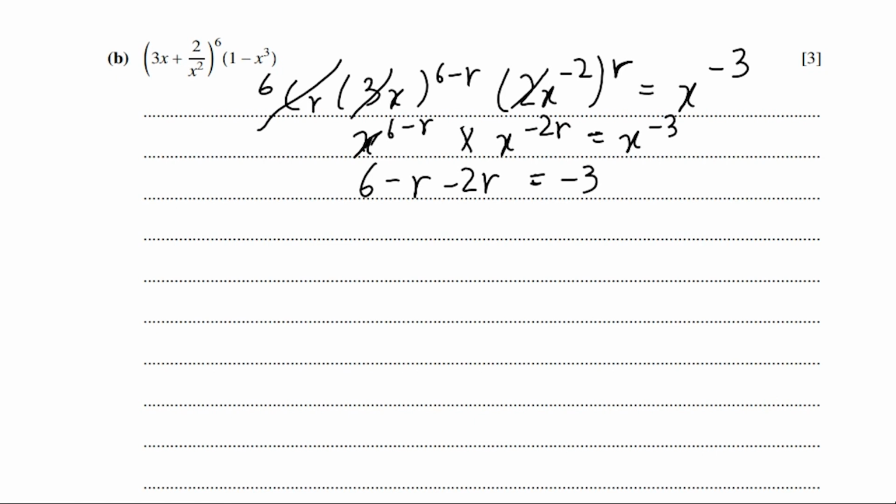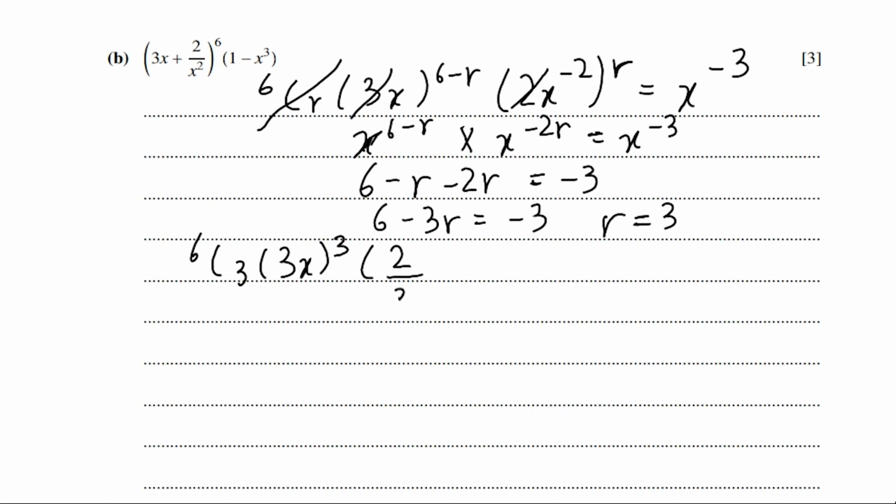Okay, so we have 6 minus 3r is equal to minus 3. This means r is equal to 3. Now we have to put this value of r equal to 3 in the nCr method, and find out the term where x has the power minus 3. So 6C3 (3x)^(6 minus 3, which is 3) (2 upon x²) raised to the power 3.